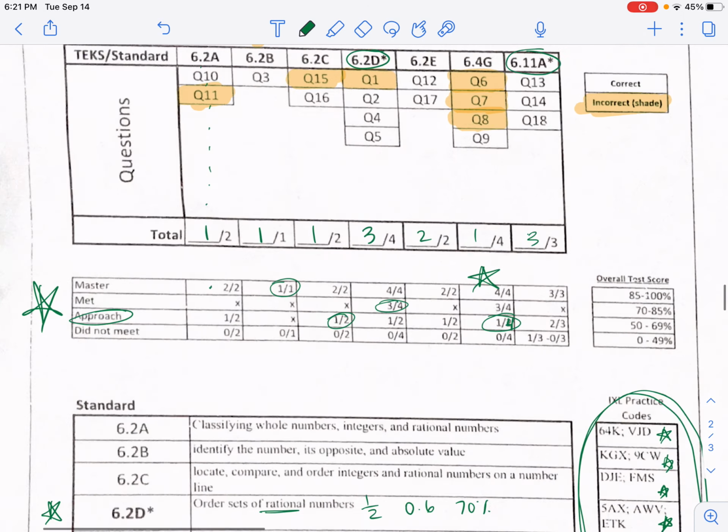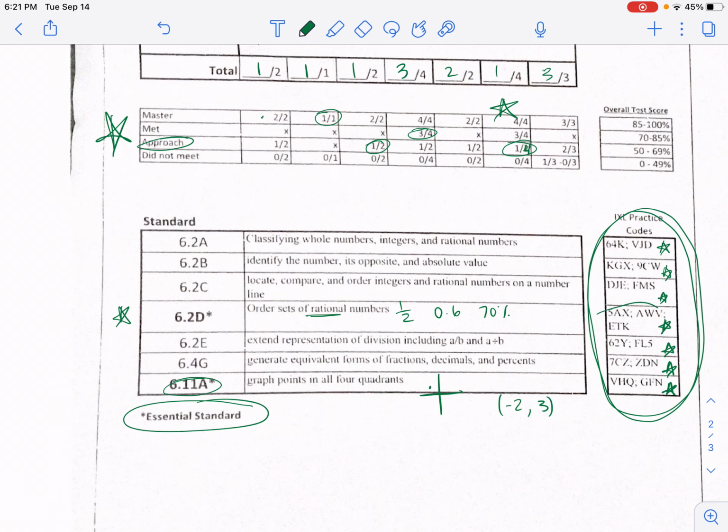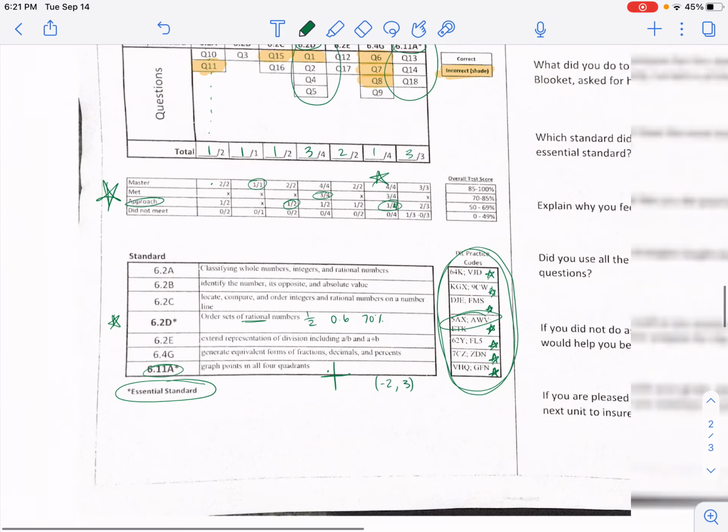What I mostly care about is your essential standards. So if yours looks like this, if you got all of an essential standard correct, that's amazing. But look at 6.2D. Even though I only missed 1, it's a good idea to still go back and practice these skills in IXL since it is an essential standard. Okay, even if you don't remember all of your answers, you might not be able to do this correctly, and that's fine, but just do your best.